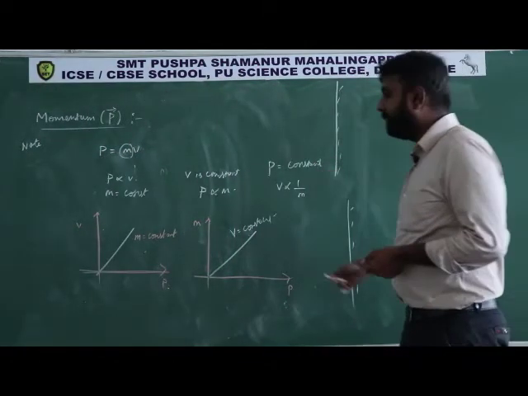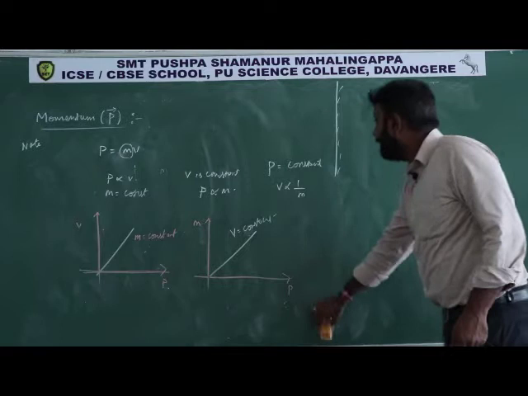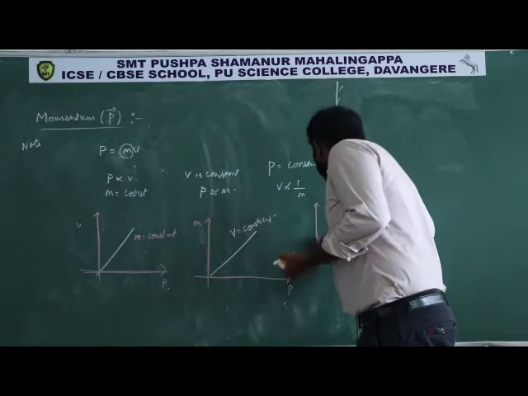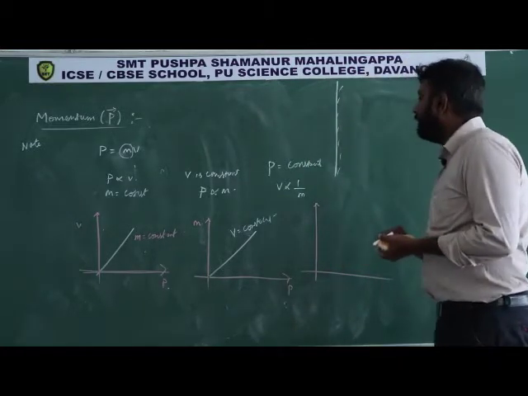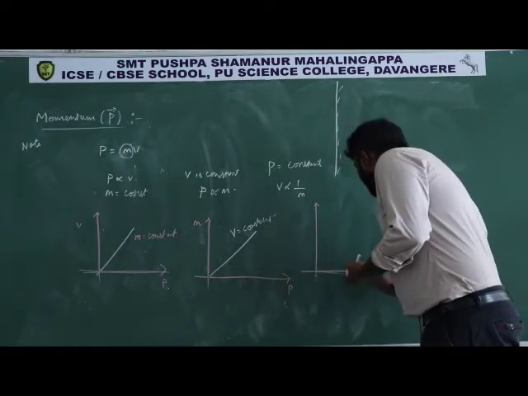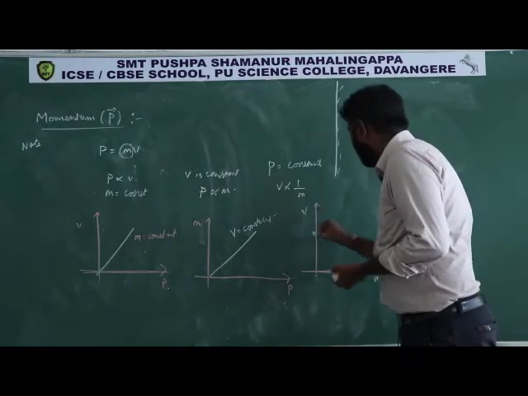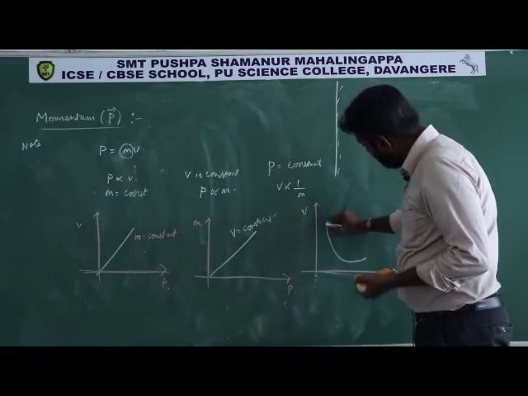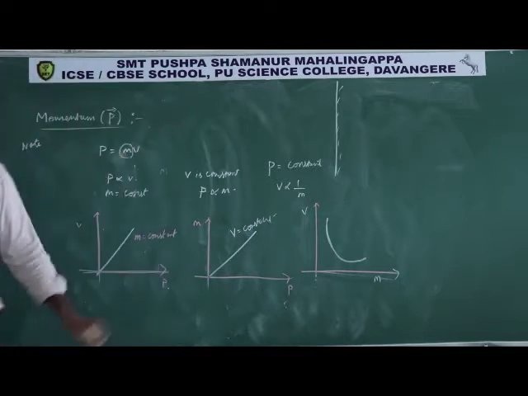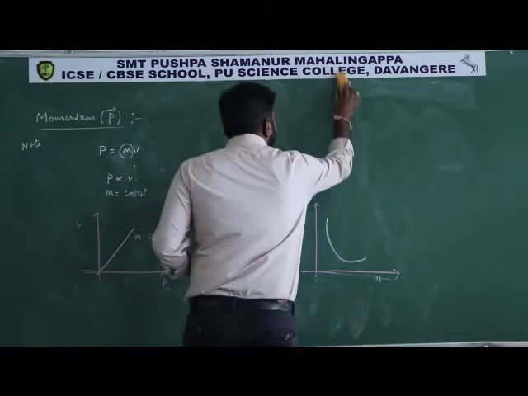Then in the next condition, v is inversely proportional to m. Directly proportional, as I just said, gives a straight line. Inversely proportional means, taking mass m and velocity v, you will get a hyperbolic curve. So remember these graphs, which are useful in competitive exams.